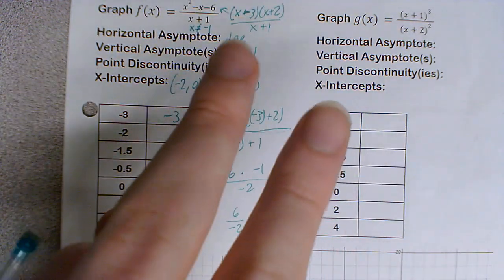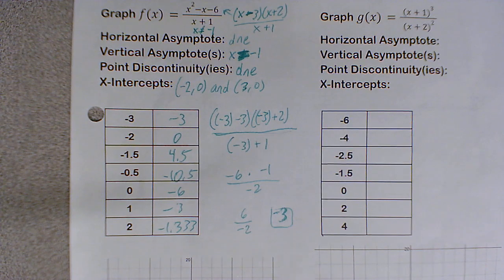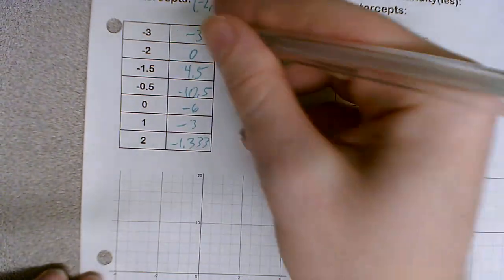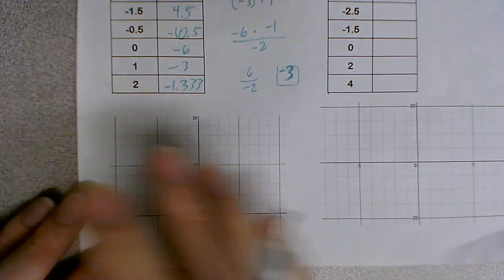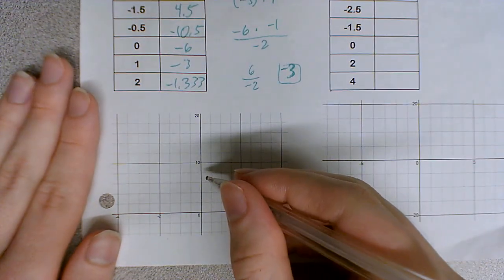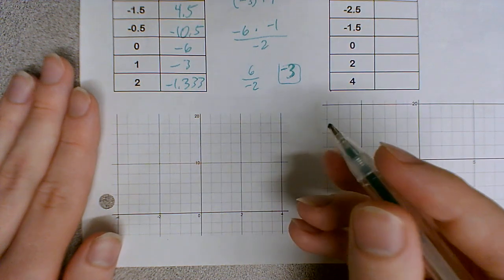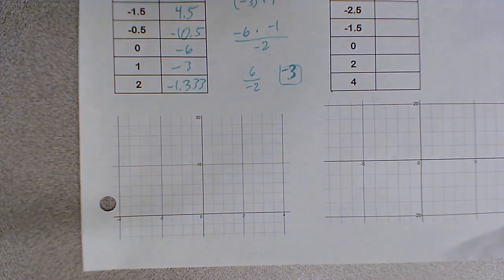Alright, 3, 2, 1. We should get these y values when we plug in the x values. Now, this graph is actually a little bit messed up, so I apologize. Let me see if I can find a version where the graph is not messed up. I should have one over here.